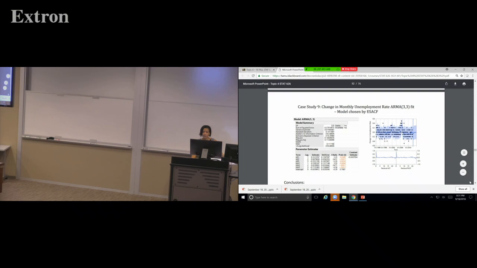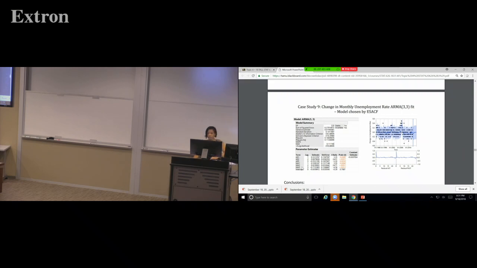We're going to look at an ARMA 3-3. This was the model that was chosen by the extended sample autocorrelation function. The parameter estimates for this ESACF ARMA 3-3 are all significant. That's great. So all of the phis, 1 through 3, and the thetas, 1 through 3, come out as significant.